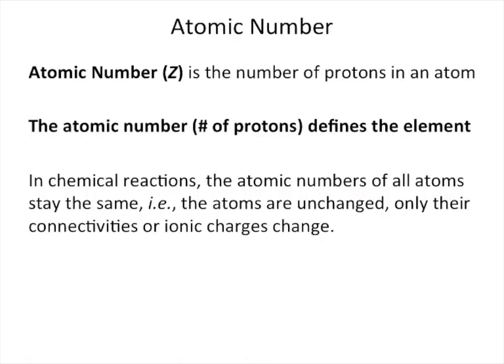We define the atomic number as the number of protons in an atom. This number of protons defines the element. 6 protons is carbon, 1 proton is hydrogen, so on and so forth. In chemical reactions, the atomic numbers of all atoms stay the same, i.e. the atoms are unchanged, just their connectivities or charges may change. The big exception here is nuclear chemistry, but we're not going to get into that at the moment.